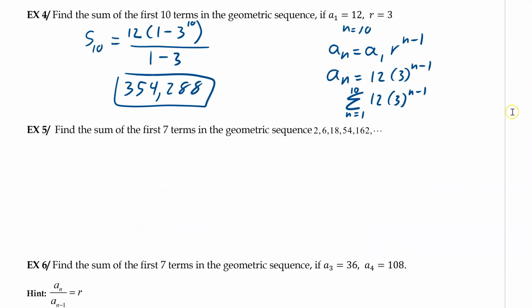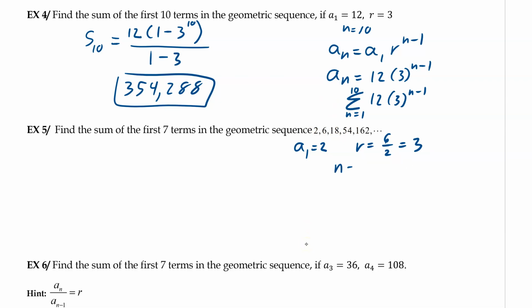All right, let's try another one. And so in this one, we actually have to find everything. A sub 1 is 2. And again, to find the ratio, we just divide any of the two terms in sequence. So 18 divided by 6 would also be 3. 54 divided by 18 is also 3. And now we have everything.